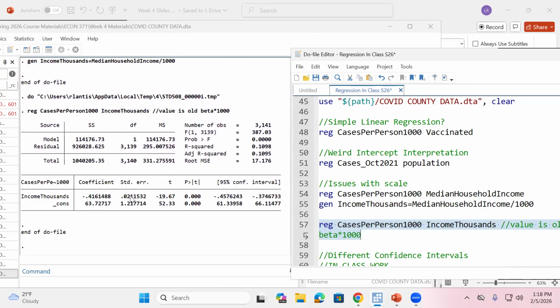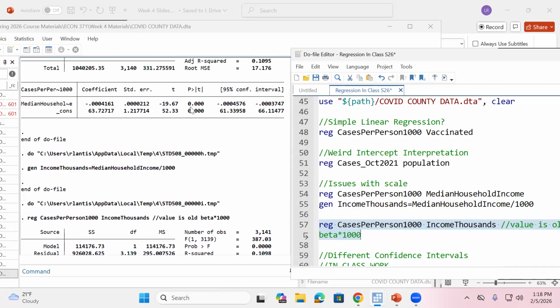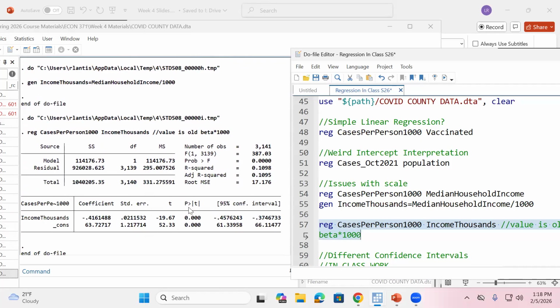But what's going to happen to my test statistic and p-value? Well, when I change the units, my coefficient units change, but so does my standard error units. So when we create these test statistics, it cancels the units out. So notice what's happened to my test statistic and p-value? Exactly the same. What's going to happen to my R squared? Stays the exact same.